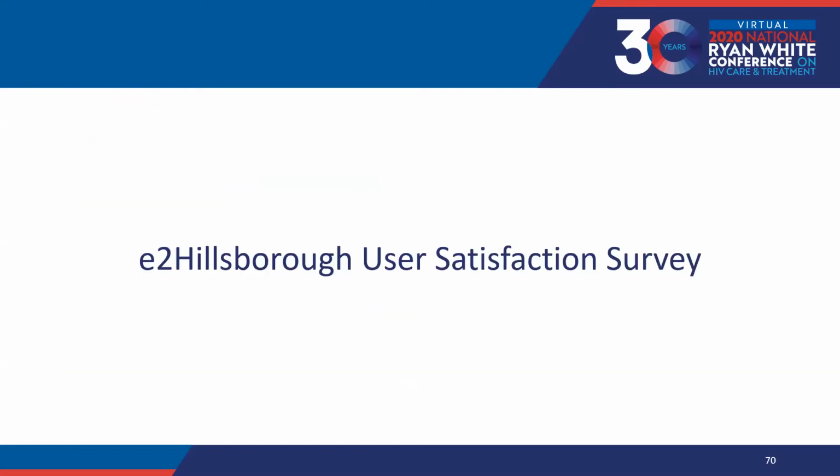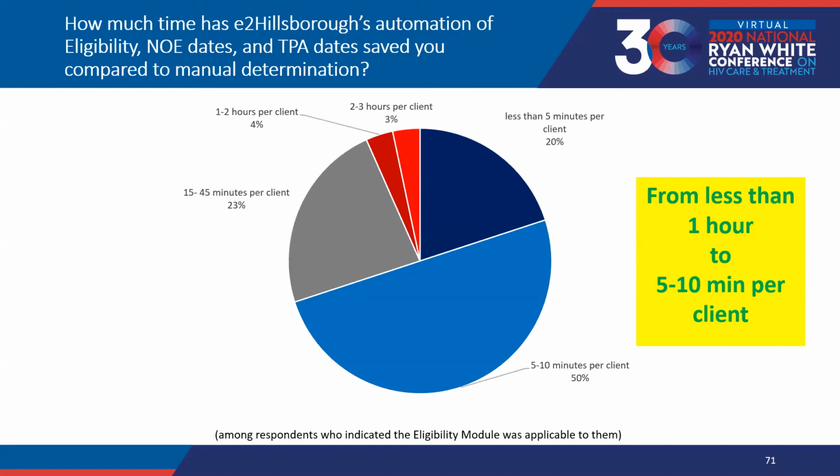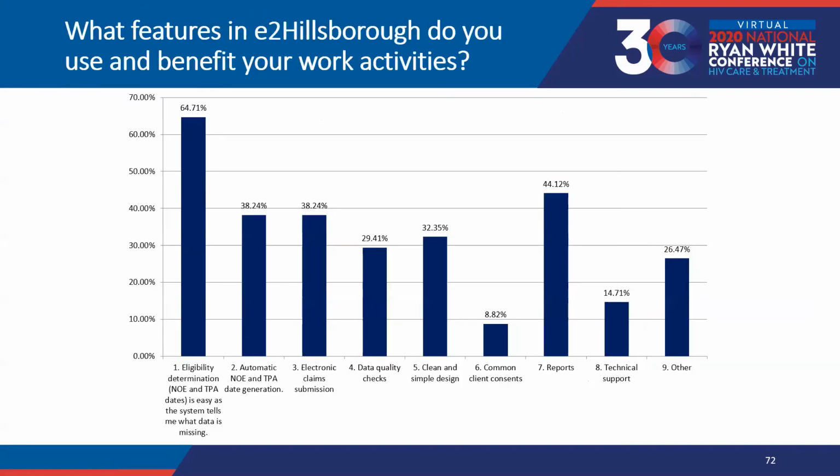Agreed. And we did look at some post-launch survey data. It's still relatively early, but we've got some good information. We looked at how much time E2 Hillsborough's automation of eligibility, notice of eligibility dates, and third-party administrator dates saved you compared to manual determination. And the process has been brought down to 5 to 10 minutes per client, which is a great savings there.